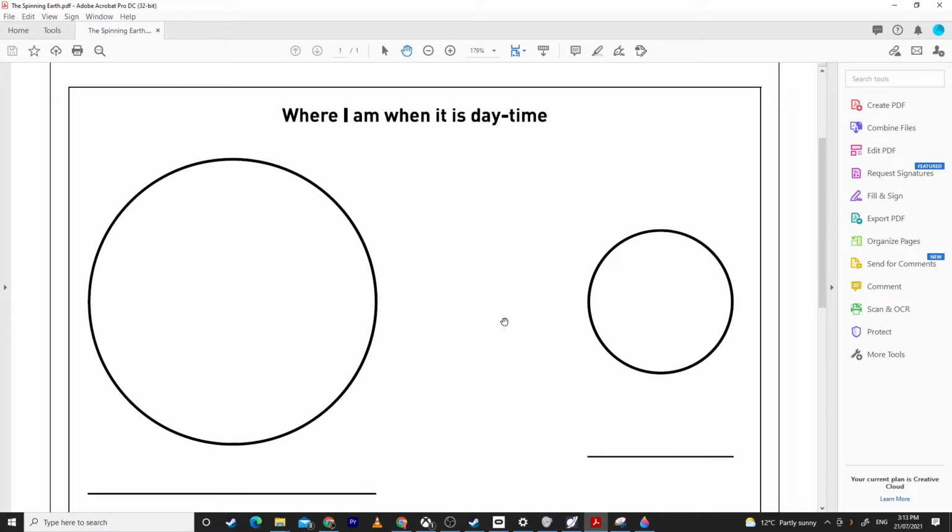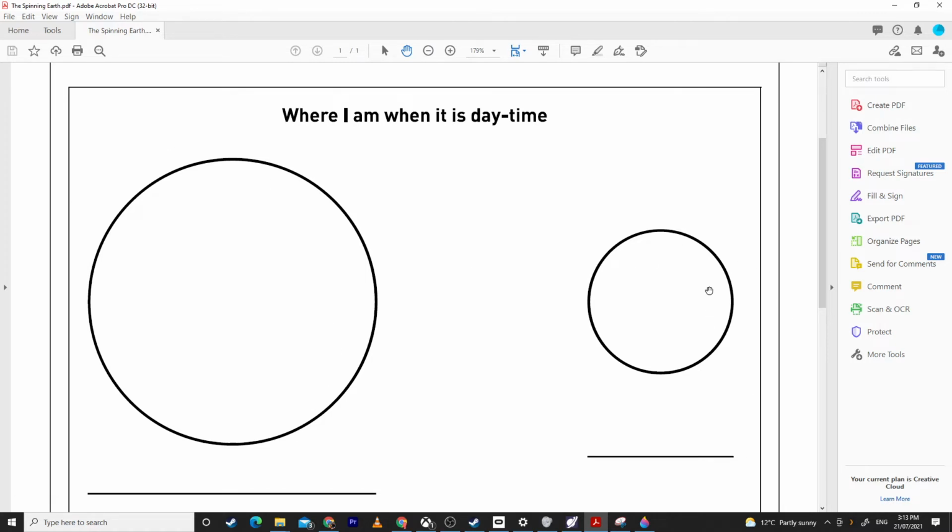Now the top one is called Where I Am When It Is Daytime. So you actually have to write that title and then you have to draw two circles. Now the circles, I want you to use something to draw it with. The bigger circle, find like a big cup to draw the sun. And then for the earth, just get like the lid of a glue stick or something like that. Something small, because I want you to make them nice and neat. You've got the sun and the earth.